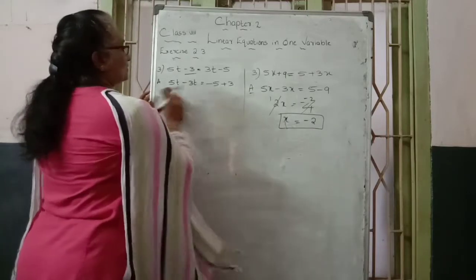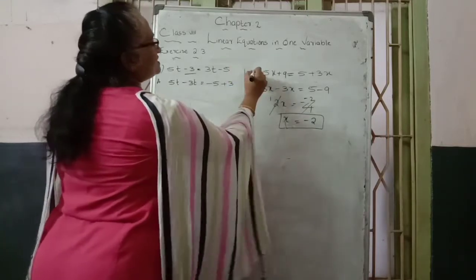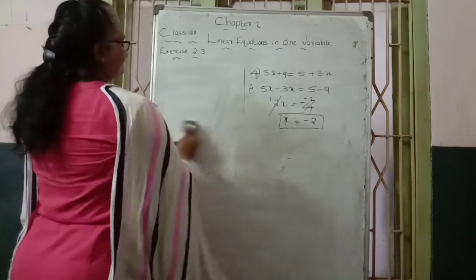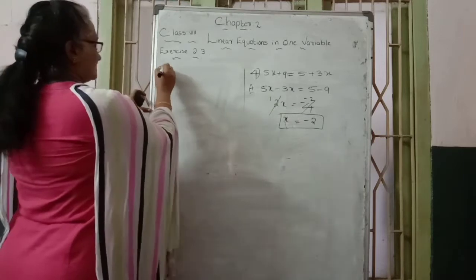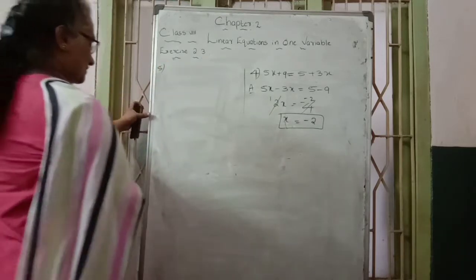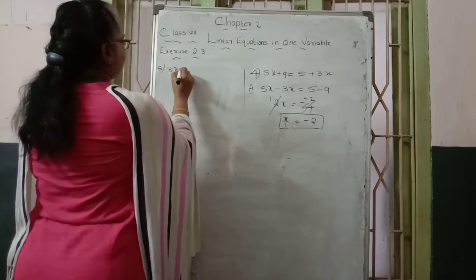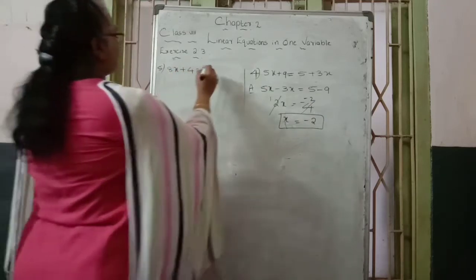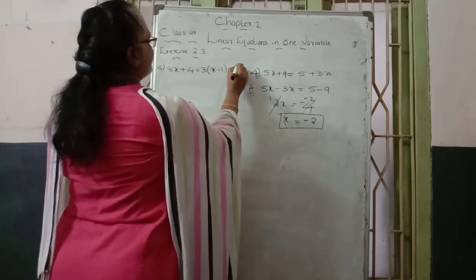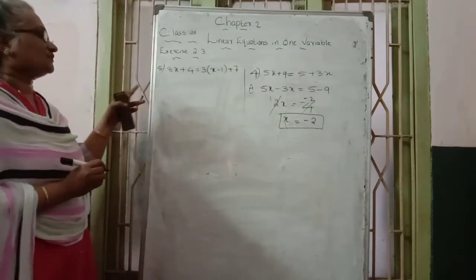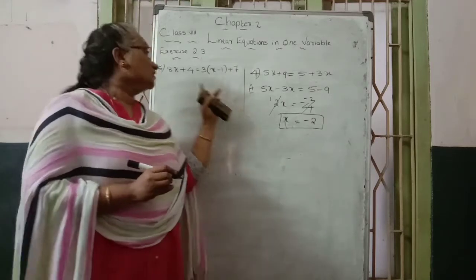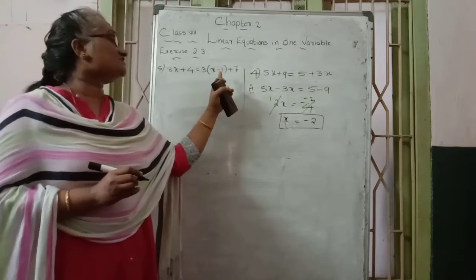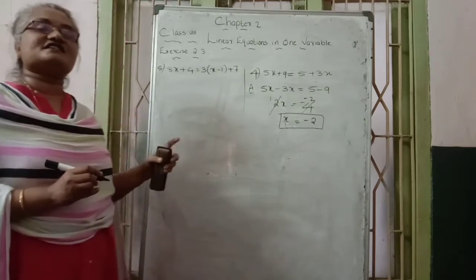Next, this is the fourth question. Next, the fifth question. Let us go through the fifth question. The fifth question tells about 8x plus 4 equal to 3 into x minus 1 plus 7. There is a bracket: 3 into the bracket x minus 1, plus 7.